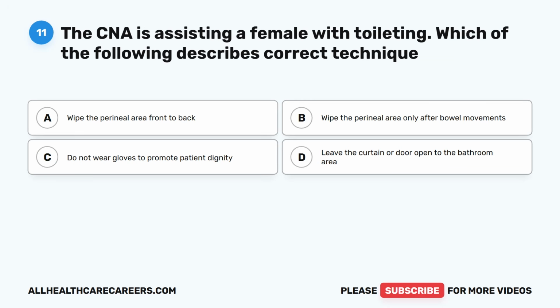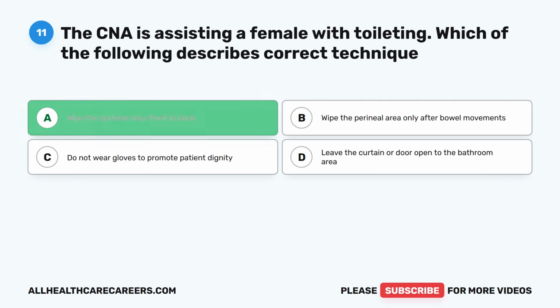The CNA is assisting a female with toileting. Which of the following describes correct technique? A. Wipe the perineal area front to back. B. Wipe the perineal area only after bowel movements. C. Do not wear gloves to promote patient dignity. D. Leave the curtain or door open to the bathroom area.